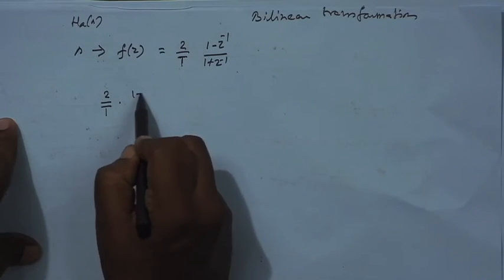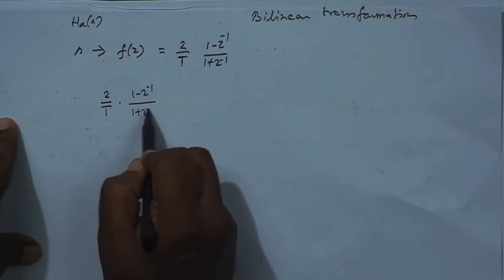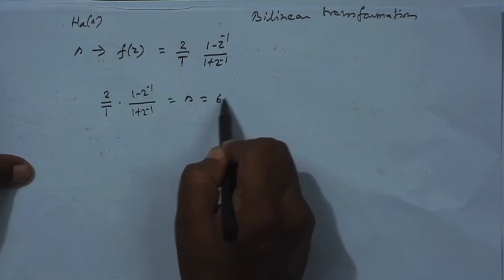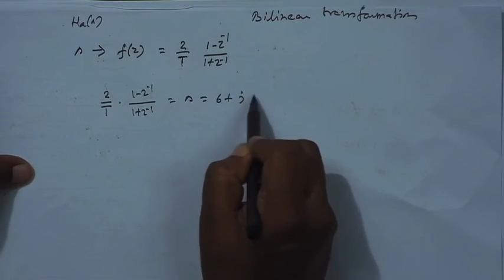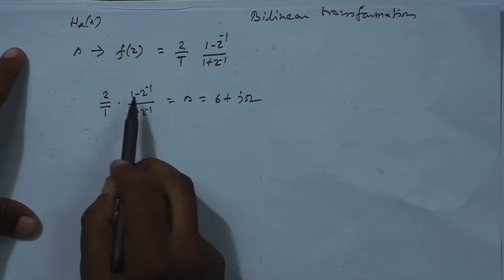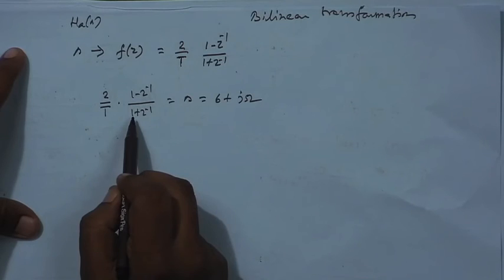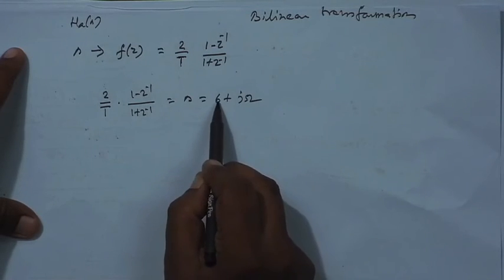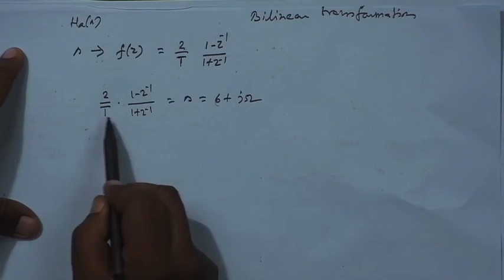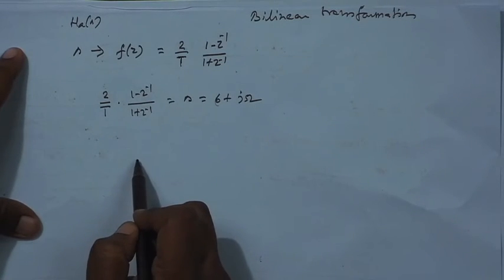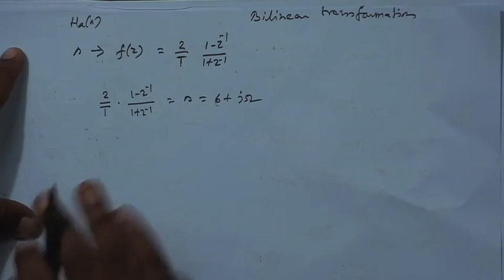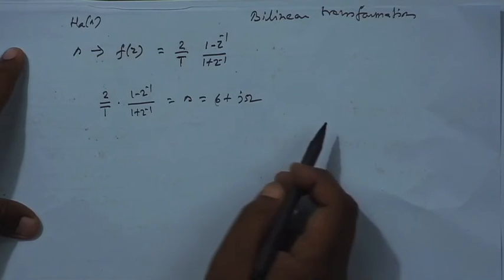2 by T, 1 minus z inverse by 1 plus z inverse, equal to s, where s is sigma plus j omega. We will see that if sigma is negative, then there is a pole on the left half of the s plane. If you solve this equation, it gives rise to a pole in the z plane whose mod is less than 1, that is, within the unit circle. We will see how to obtain this.